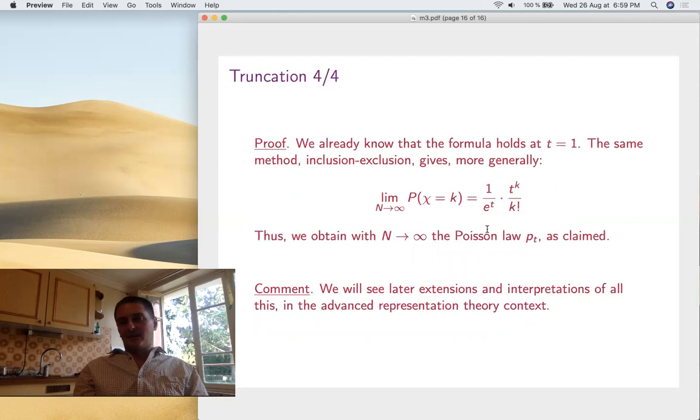So, this is very, very interesting, and as a comment, all this was a bit for fun. It's an introduction, so we'll see later extensions, the reflection group settings, also interpretations of this in advanced representation theory context. So there's a lot of things that can be said about this. These computations that we did for fun today, there's really a lot of interesting representation theory behind.